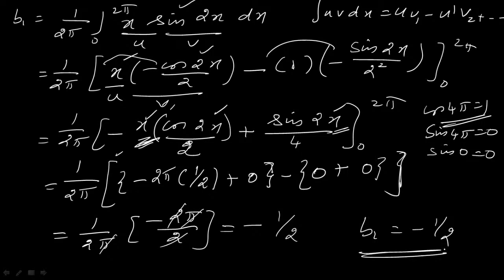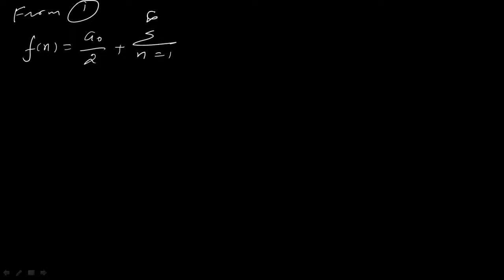So we calculate all the coefficients. So let me now substitute in equation 1. I am going to write down the given from equation 1. That is the general form of equation 1. That is from 1, your f of x is equal to a0 by 2 plus sigma n is equal to 1 to infinity an cos nx plus sigma n is equal to 1 to infinity bn sin nx.